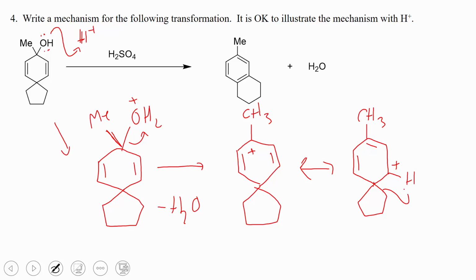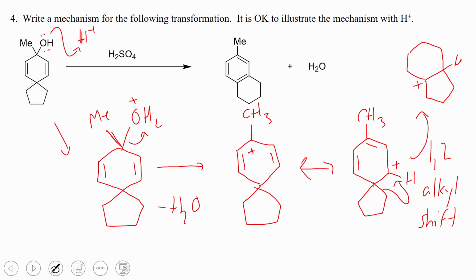Okay, now with this resonance structure, you can sort of see how we're going to do the 1,2 alkyl shift. All right, and this is going to give us this carbocation. All right, and finally we're going to just lose that extra hydrogen, and that gives us the final product.